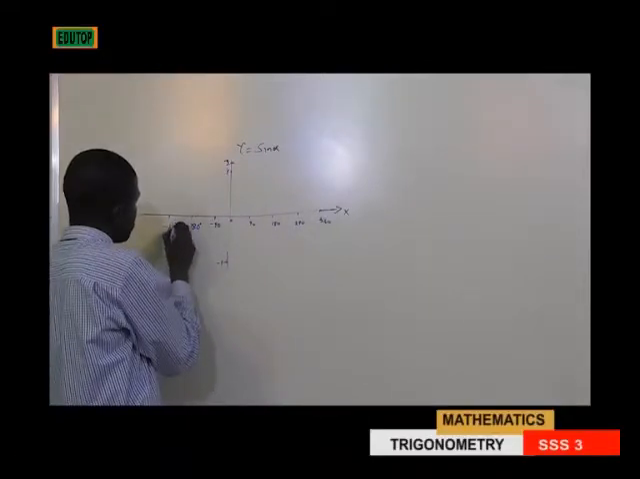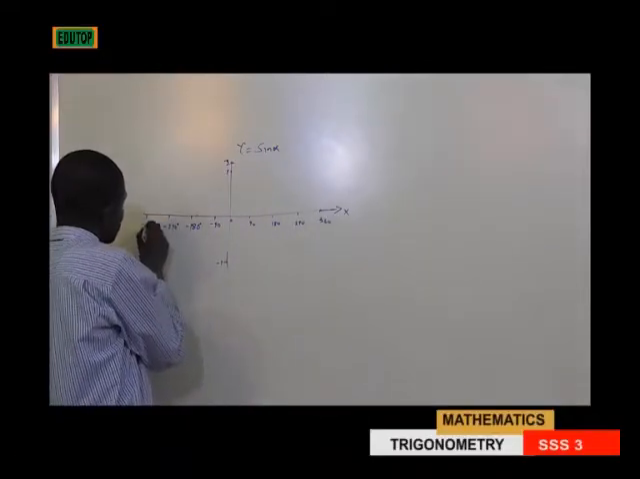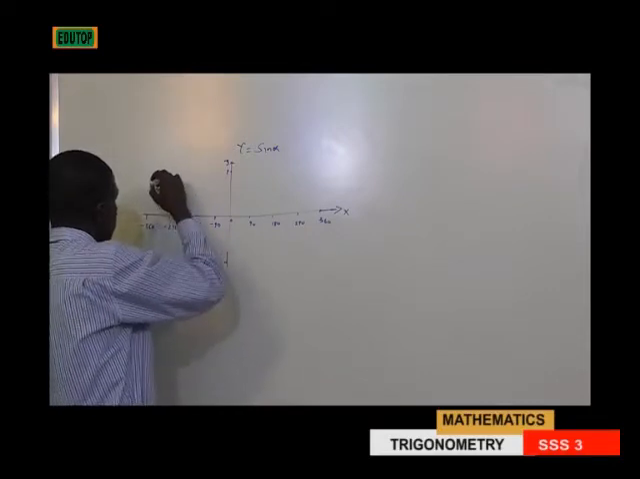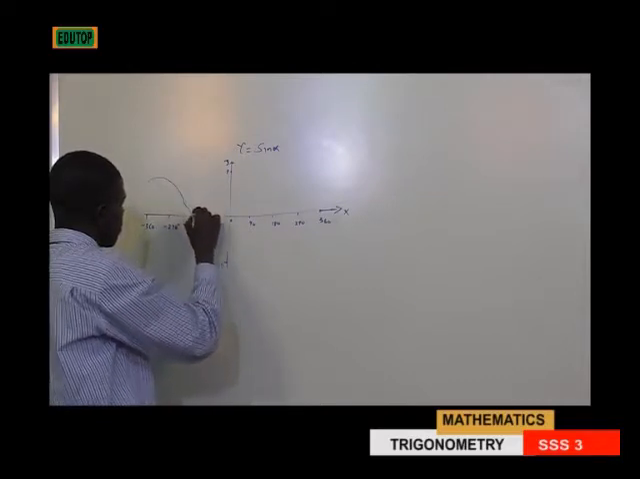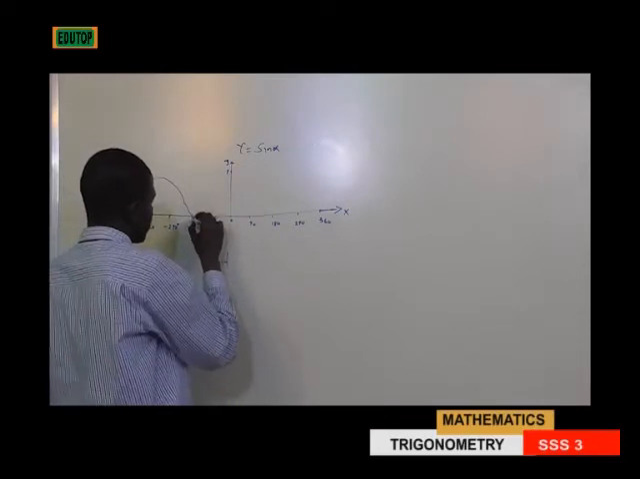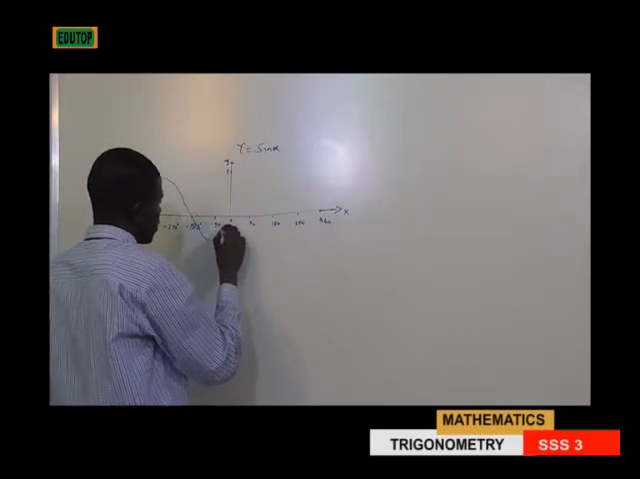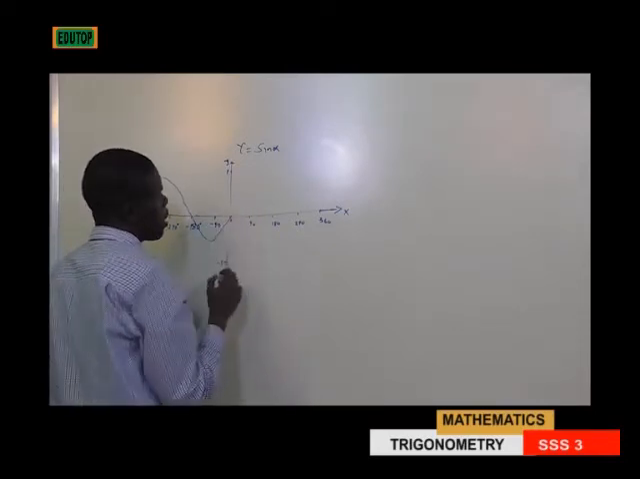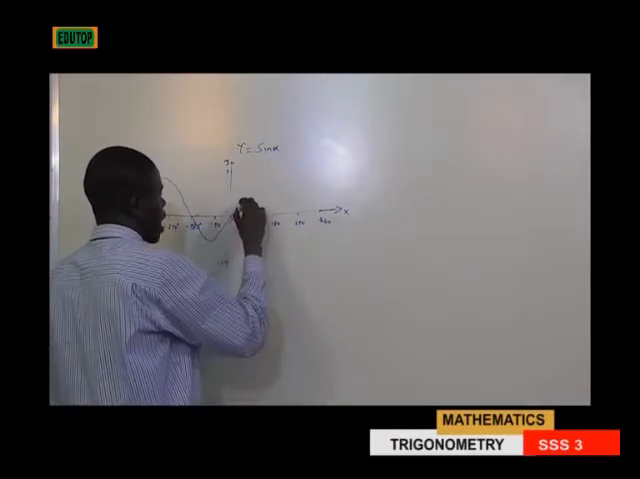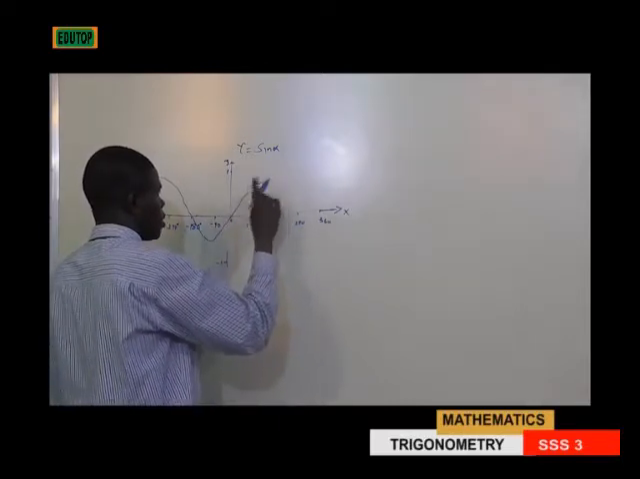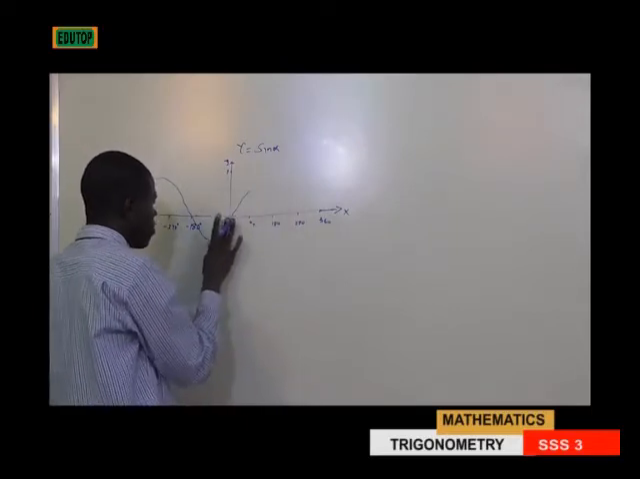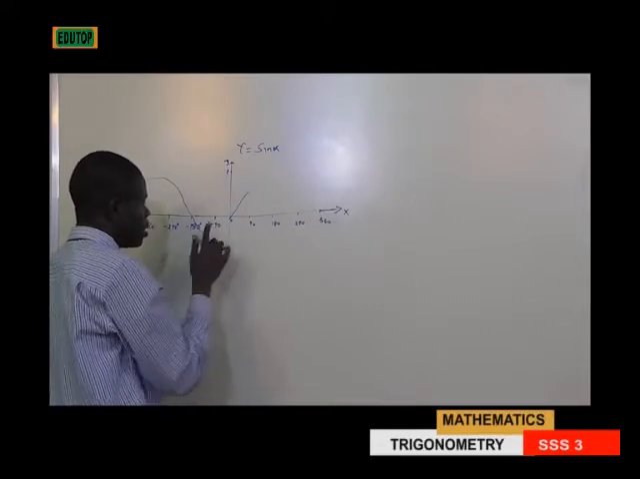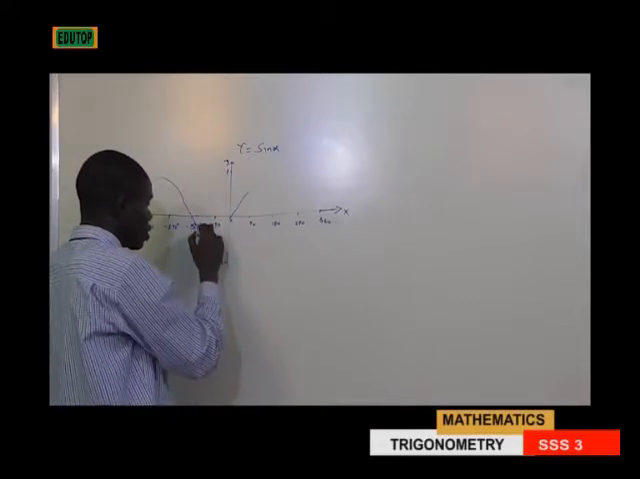Minus 270 degrees, and let's say minus 360 degrees. So it will be like this. The sine graph will be like this, passing through this point, going through to this point and moving this way. Remember that this is just a rough sketch.